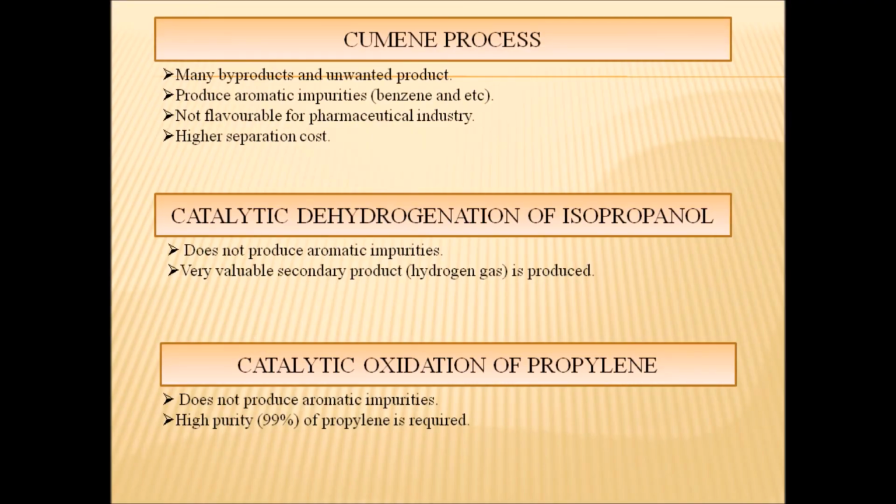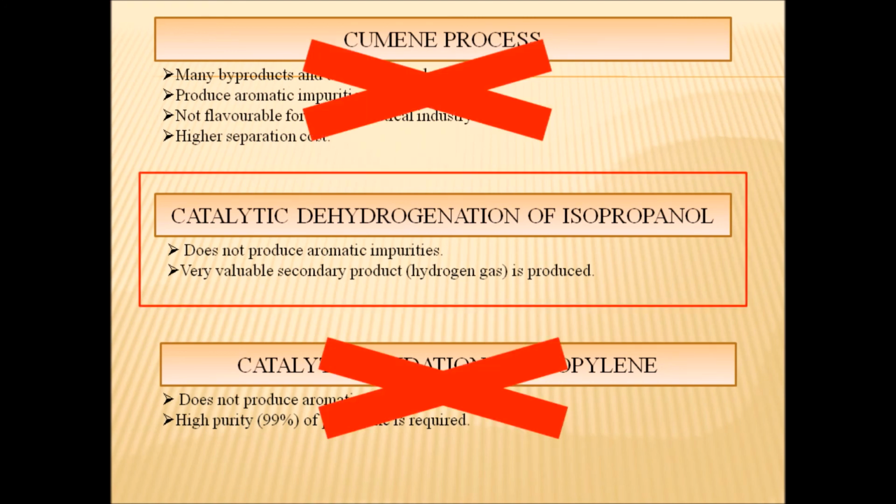At the same time, the reaction also produces a very valuable secondary product, which is hydrogen gas. This gas is commonly used in ammonia synthesis, refinery processes, coal treatment, and so on. So we chose the catalytic dehydrogenation of isopropanol to be the most suitable chemical production route for the acetone production.